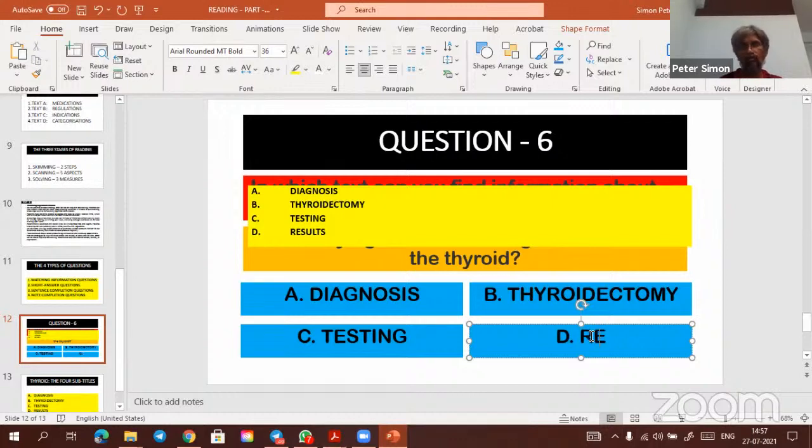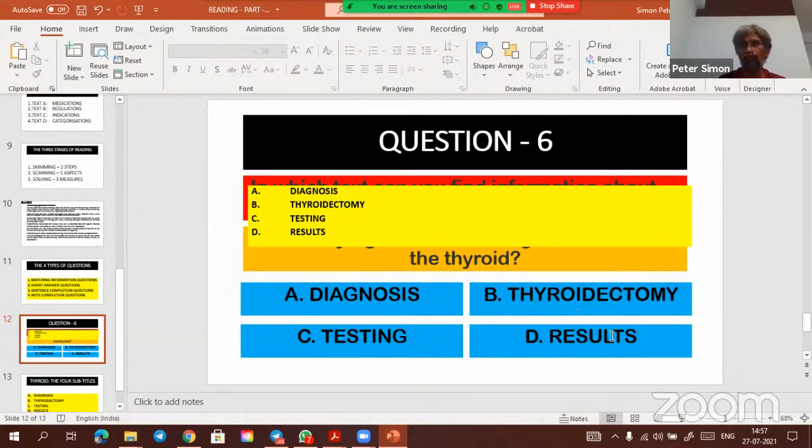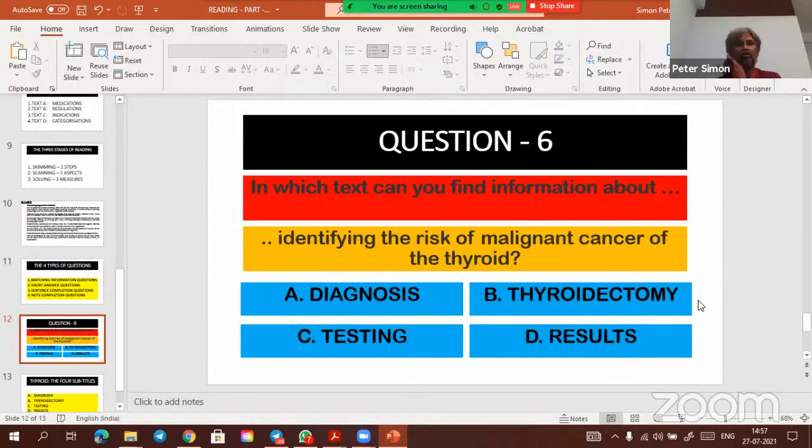D is results. So these are the 4 options. Finished. A, B, C, D. That's all. You have to remember. Now we can delete this one. So now here, in which text can you find information about identifying the risk of malignant cancer of the thyroid? These 4 are the options. Now you have to find A, B, C, D. That is what your answer is. You have to write the answer: A or B or C or D.